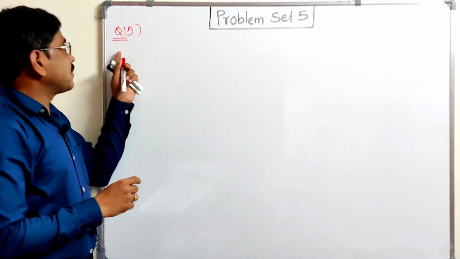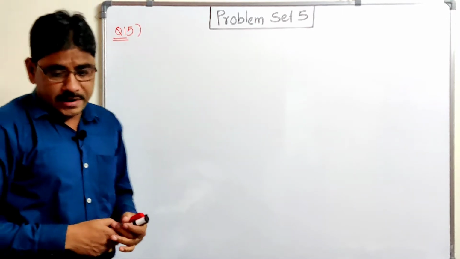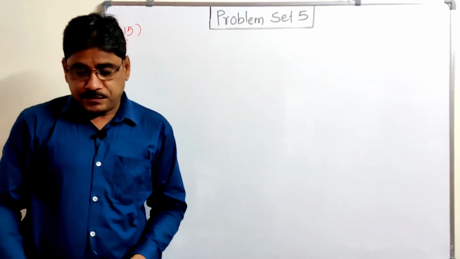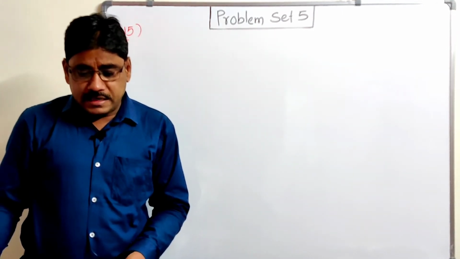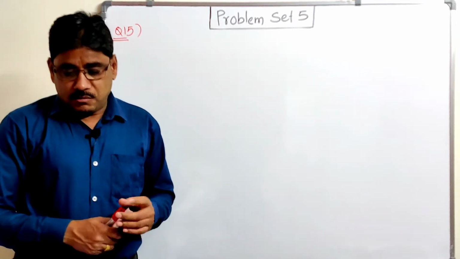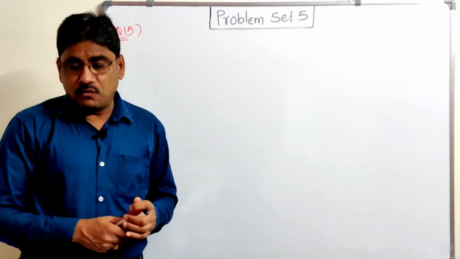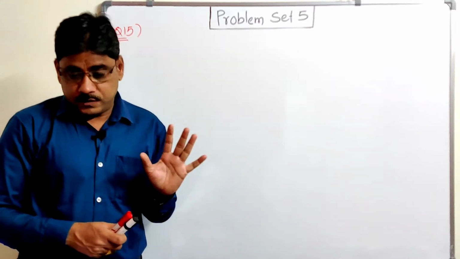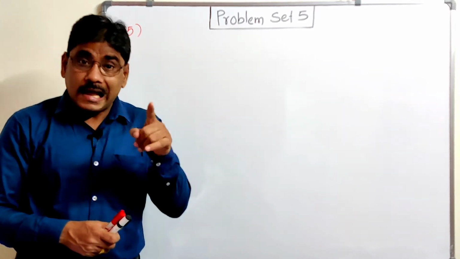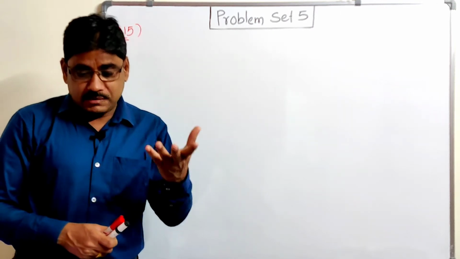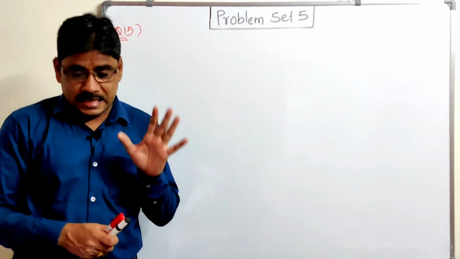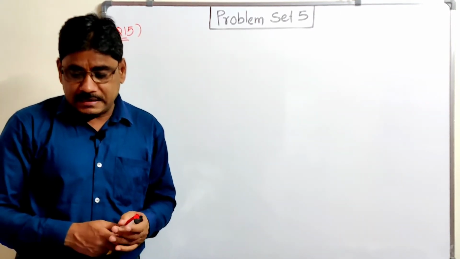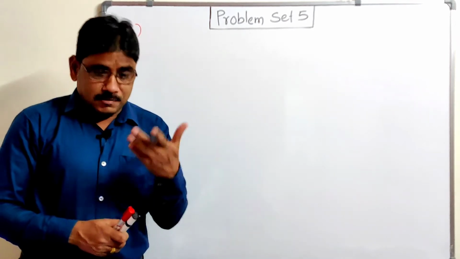Let us see question number 15 from problem set 5. What is that 15? A 2-digit number is to be formed from the digits 0 to 4. Repetition of digit is not allowed. Sorry, repetition of digit is allowed here. This is only a sum. Here the repetition of digit is allowed. Find the probability that the number so formed is, some conditions are given.